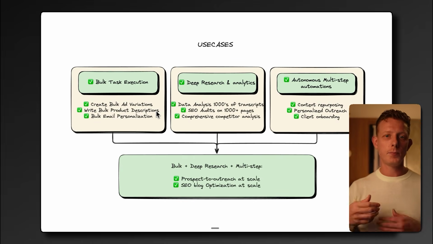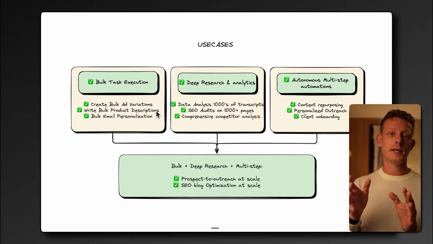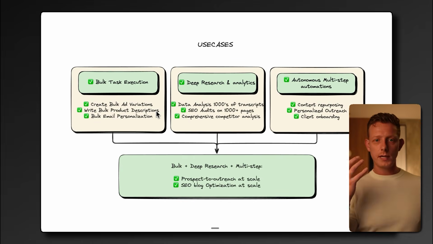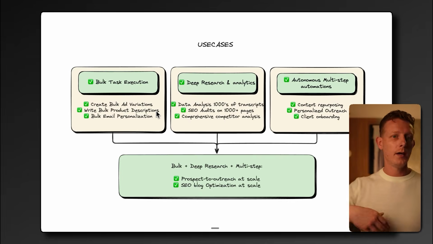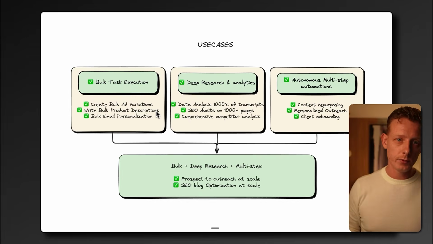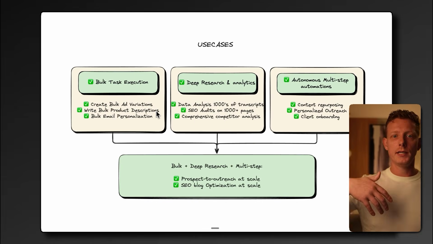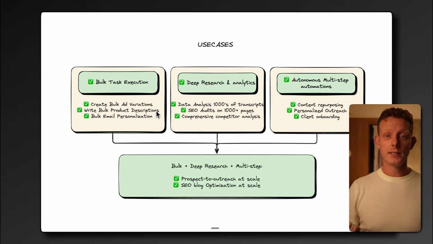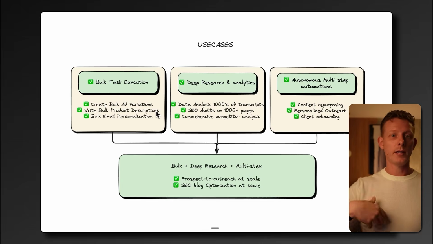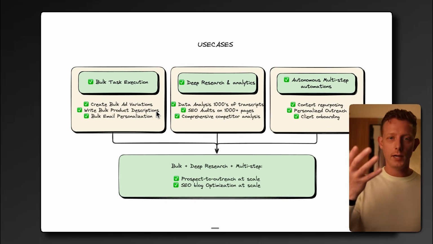but because this is now possible, hundreds of new use cases pop up for automation right inside Claude Cowork. So you can think of, for example, creating bulk ad variations, writing bulk product or SEO descriptions, bulk email personalization. We can start doing data analysis on thousands of transcripts, for example, and pull all the research data back into a presentation. We can think of doing SEO audits. And of course, we can also combine these new use cases together to do autonomous multi-step automations in bulk, like I showed you in my example.